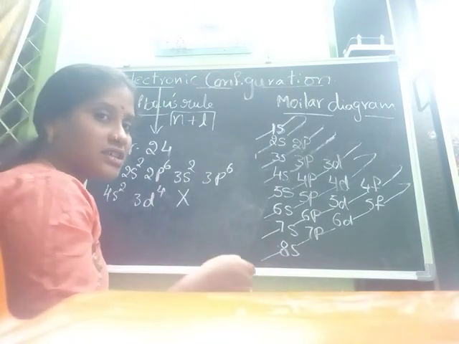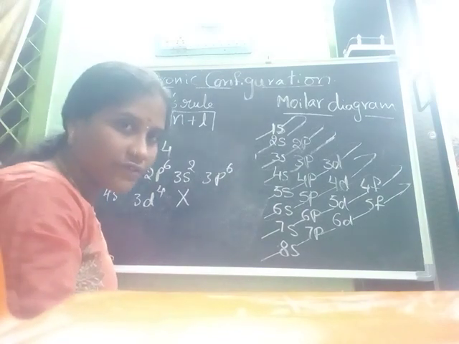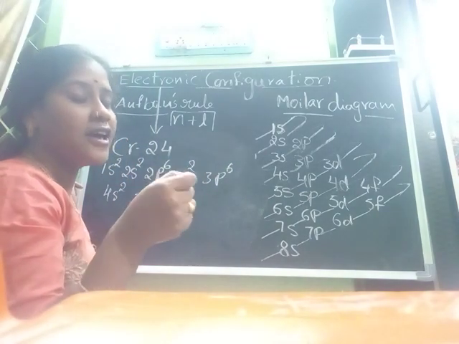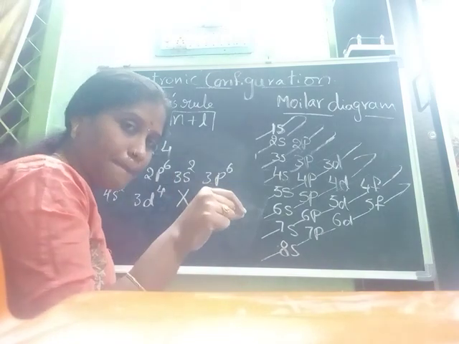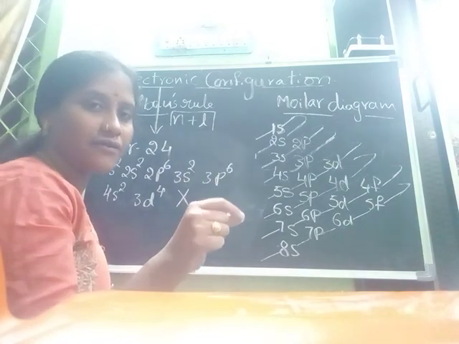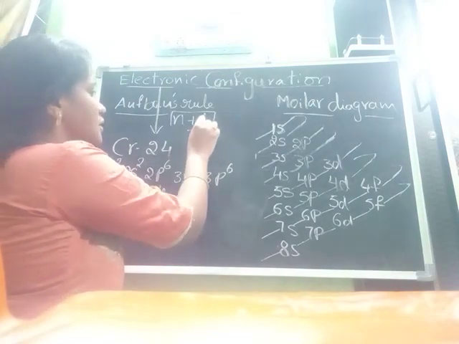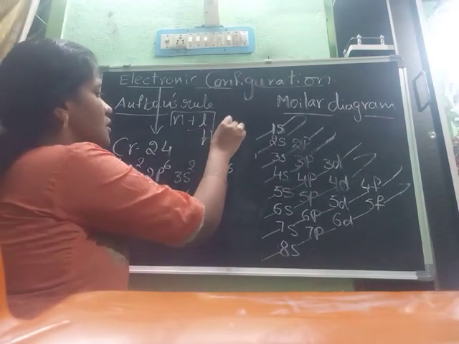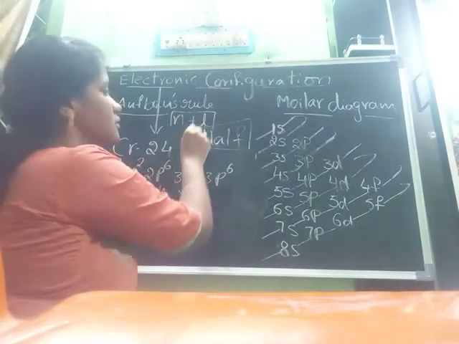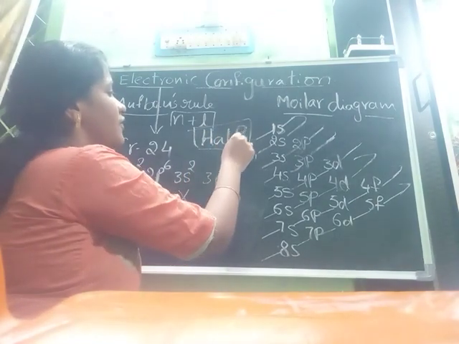See students, each and every element tries to get stability, to get the octet configuration. Octet means 8 electrons in the outermost shell. Or it should be half filled or completely filled. I will write it here. Half filled or completely filled, the configuration should be.